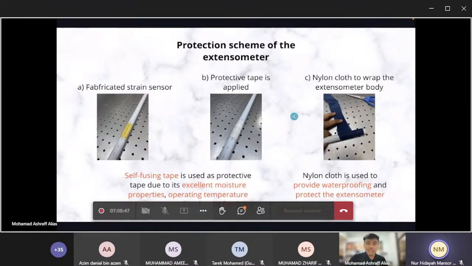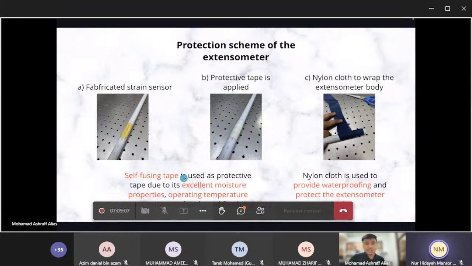This is basically an early development of my device, in which this is the fabricated sensor. And then I protected the sensor with a self-fusing tape, a tape which has very good properties, and it will only stick to itself. That is why it is called self-fusing tape.